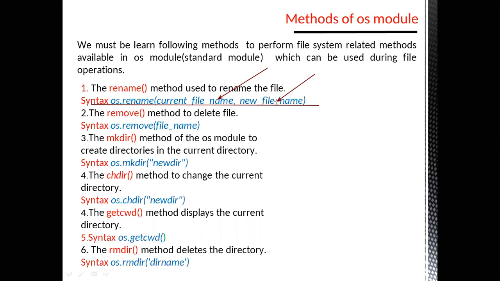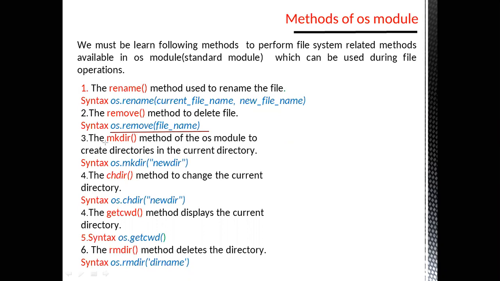The second method is remove. This method is used to delete the file. The first one is used to change the file and the second one is used to remove the file. Then we have to write os dot remove, then the file name, which file we want to delete.